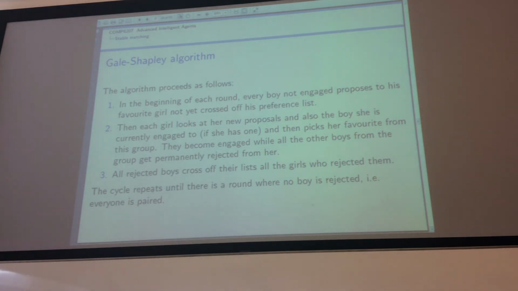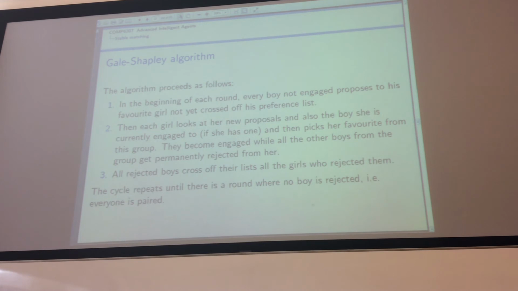Now, all those guys from these new proposals and the current partner, if some of them is rejected, they would forget about that girl forever. So they delete her from their list. This is one round. The next round repeats until no boy is rejected, no more rejects.